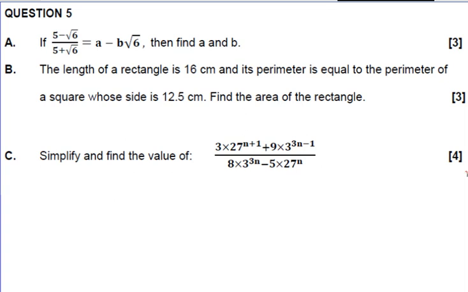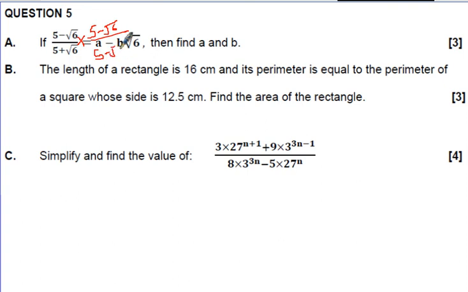So this is the 5th question. I'll try to give you one extra. So here you have to find a and b. This is the rationalizing factor of the denominator, we have done it before also. So now you have to multiply up and down by 5 minus root 6. We have to just change the sign. So if you multiply up and down by 5 minus root 6, what will you get?